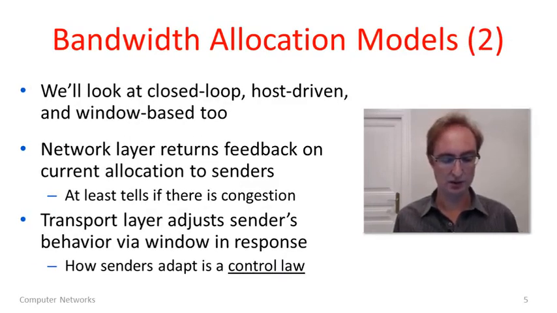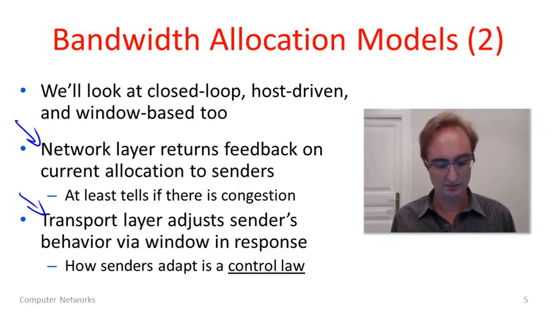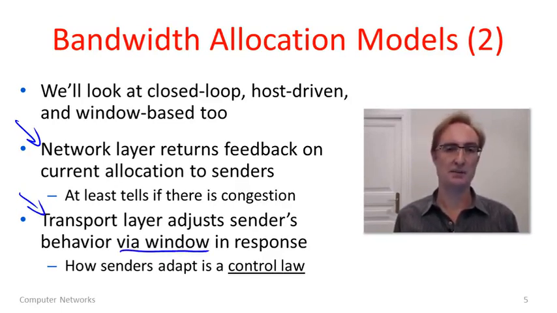Okay, so this just says where we're going to look. Now, as far as the network layer and the transport layer are concerned, the network layer is going to return feedback on the current allocation to the senders, and we're going to assume that the network layer will at least tell the senders if there is congestion or not. So a binary signal will do. The transport layer is going to adjust the sender's behavior. We've said that here we'll use a window, a sliding window. And it's going to adjust it in response to the feedback.